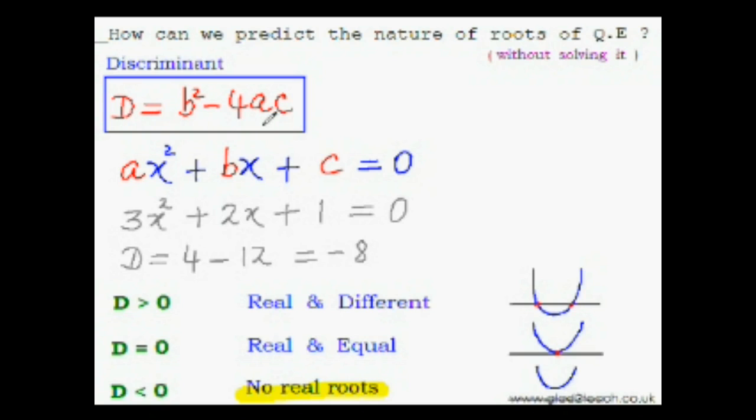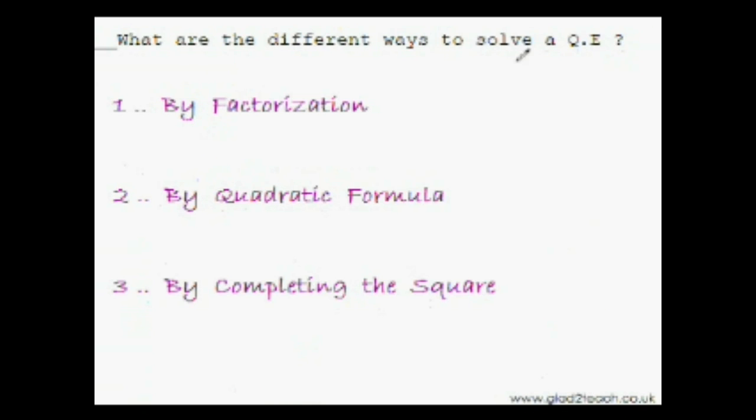Just imagine, had this useful formula not been there, then we would have wasted so much of our precious time in the exam trying to find the roots of this equation, which has no roots. So this is the last question, but a very important one.